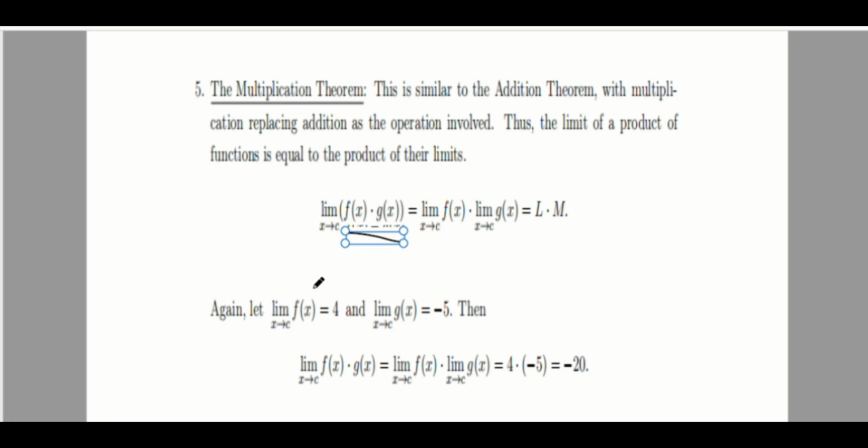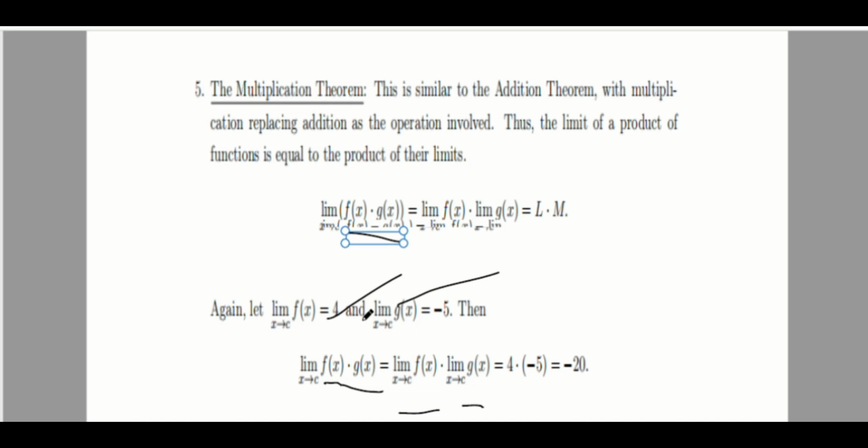So again, let's consider the same limits. The limit of f of x is 4 and the limit of g of x is negative 5. So if we take this multiplication theorem, we'll just multiply their specific limits. So the limit of the product of f of x times g of x is equal to the product of the limits. So take note, the limit of f of x is 4. The limit of g of x is negative 5. So 4 times negative 5 is negative 20.